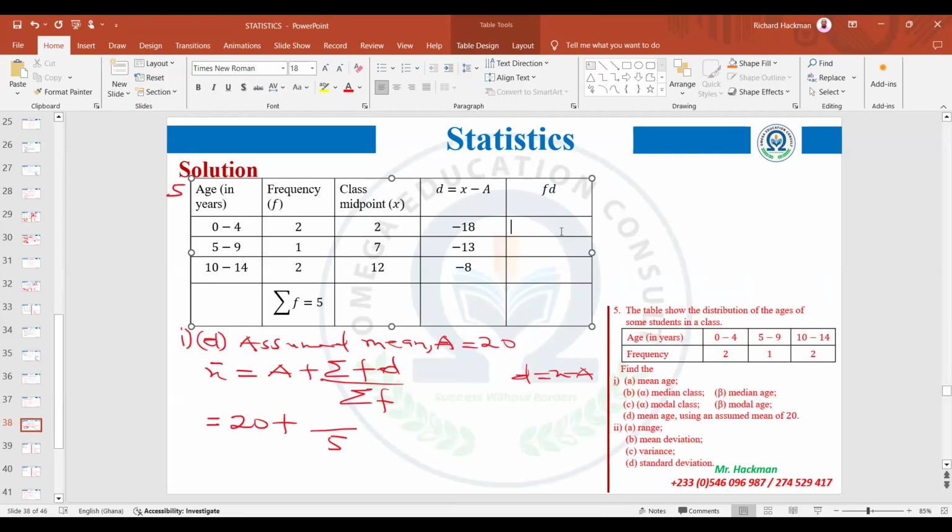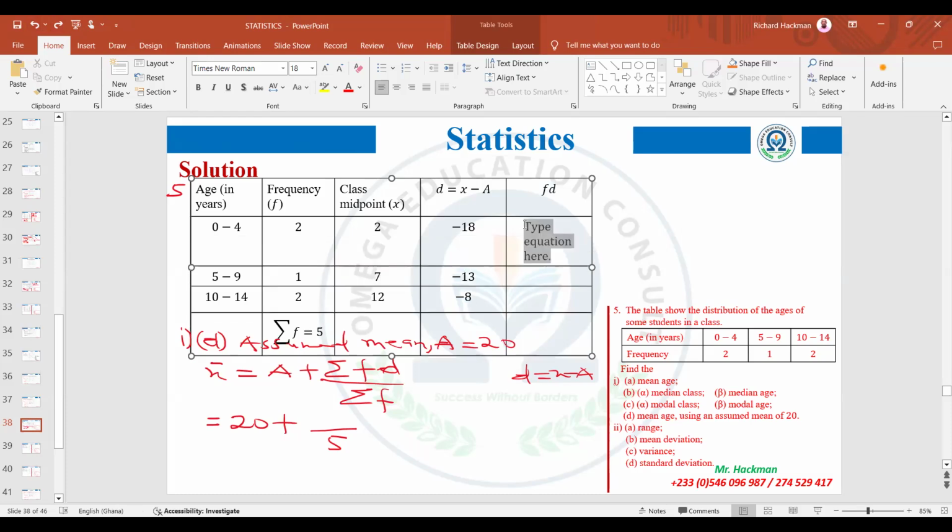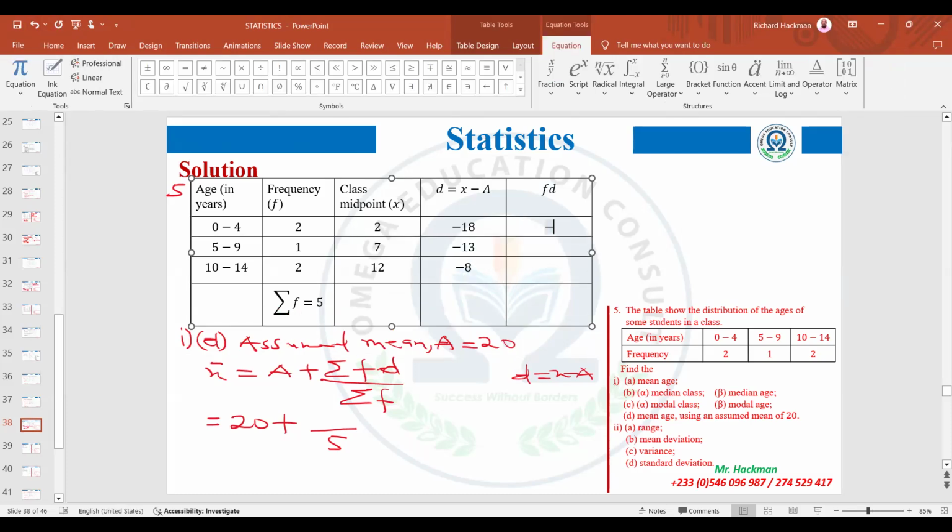So 2 times minus 18. And what would that give us? Minus 36. Okay, so let's go to the next one.